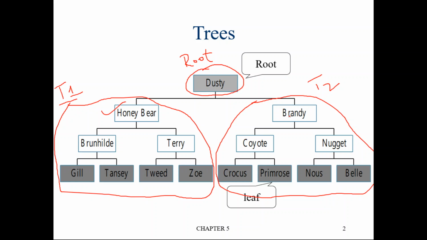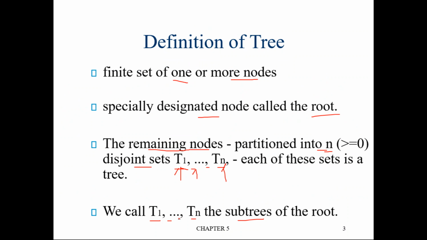What is the root of T2? Brandy is the root of T2. Who are the children of Brandy? Coyote and Nugget. So like that, T1 itself is a tree, T2 itself is a tree. But you can also say that T1 is a subtree of Dusty, the root node, and T2 is also a subtree of Dusty. So that is what this second line says.